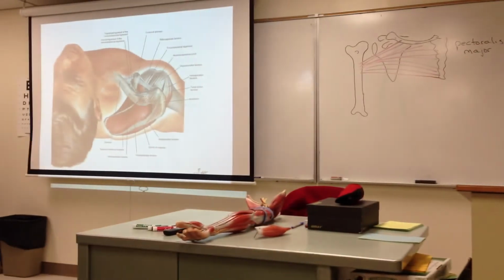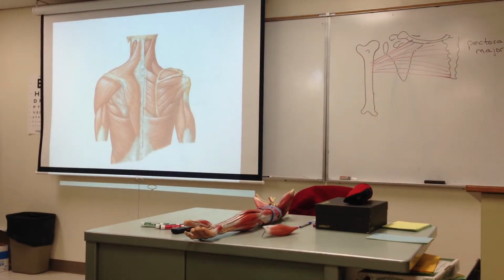Okay, now let's look at the muscles of the back. And we're looking at not the most superficial, but deep to the trapezius. And all of these muscles are going to have their origin from the scapula, except for the last one, the latissimus dorsi. Most of them are going to attach to the greater tubercle. So let's look at those.